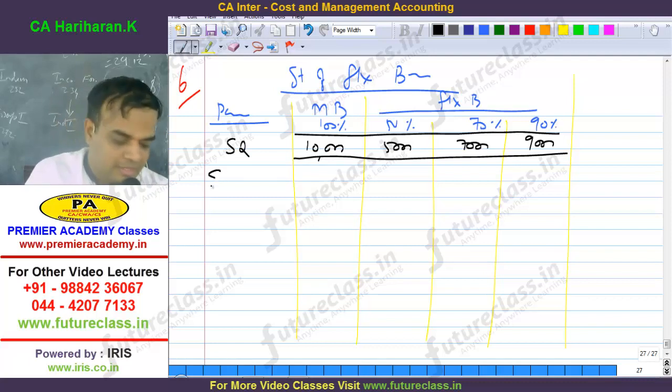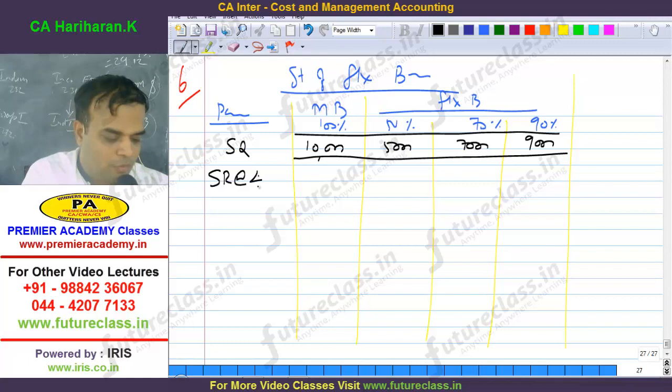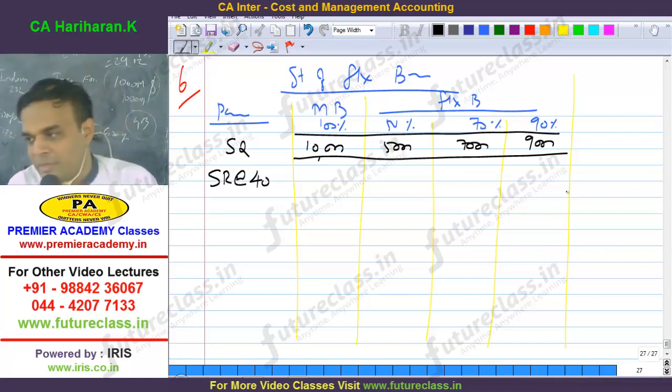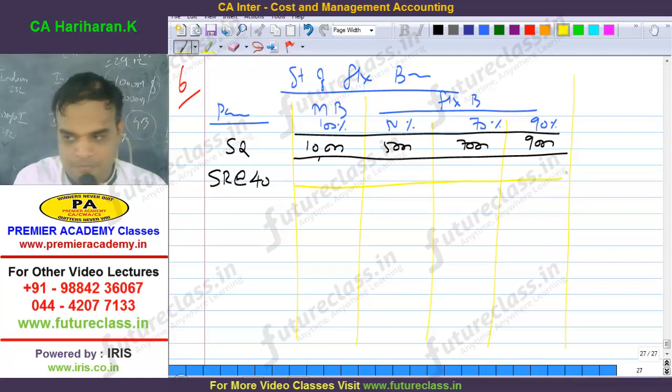Now, sales revenue at the rate of selling price is how much? Selling price is 40 into respective column. That you can manage. Therefore, income side over.